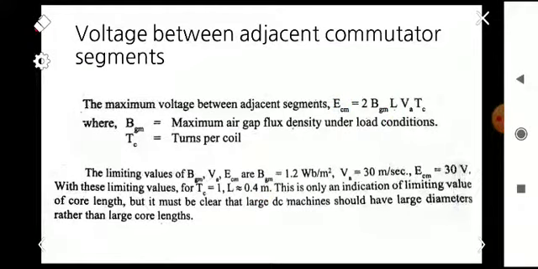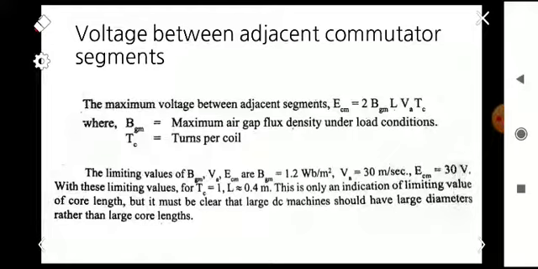The turns per coil may be changed, and based on that the value of L also may change. So this is only an indication of the limiting value of core length, but it must be clear that large DC machines should have large diameter rather than large core lengths. In large machines, most probably, it will have large diameter. So these are the main points while designing the values of L and D.